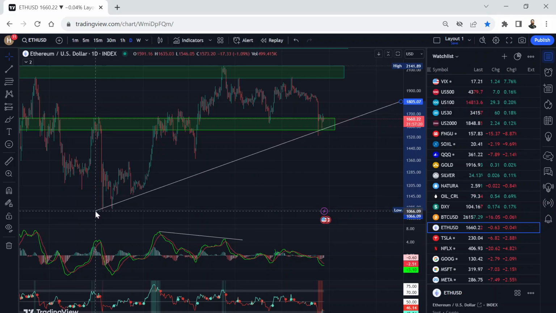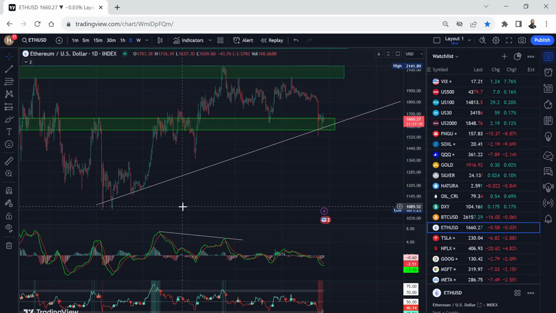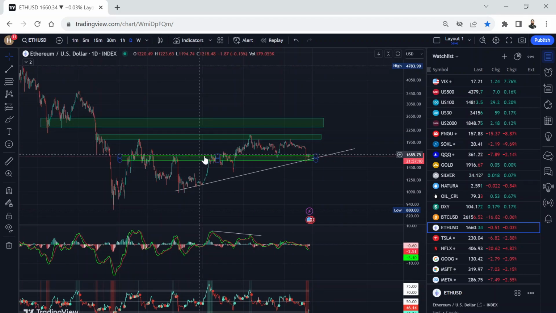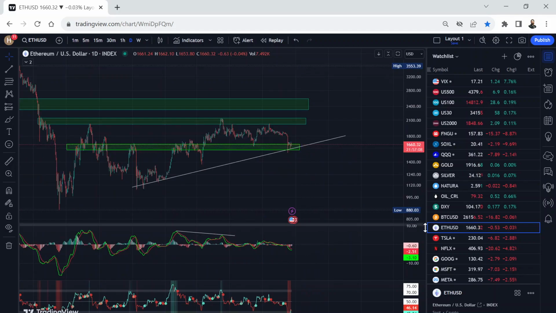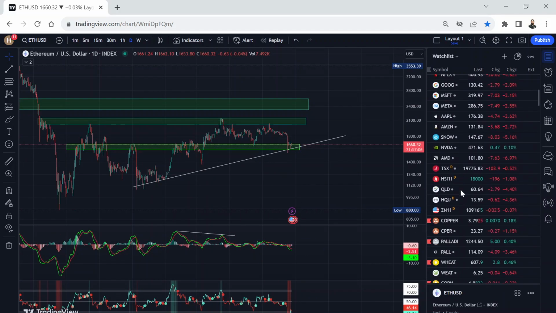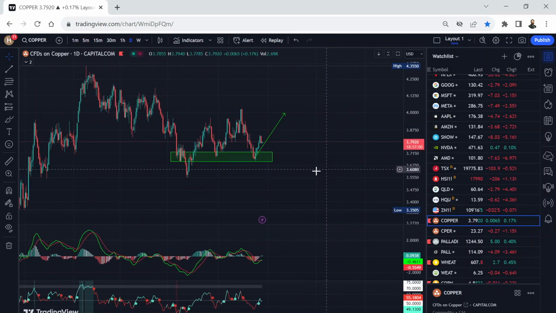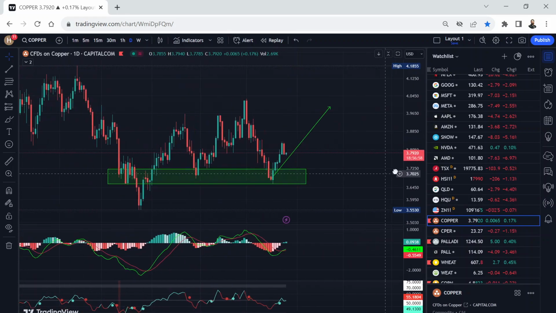Not a cleaner trend line, but maybe something like this, just for the sake of it, you can see a reaction here, a couple of reactions here, and now this could be another reaction. So anyhow, what I'm trying to say is this is on the support line, and this is where you want to buy Ethereum.